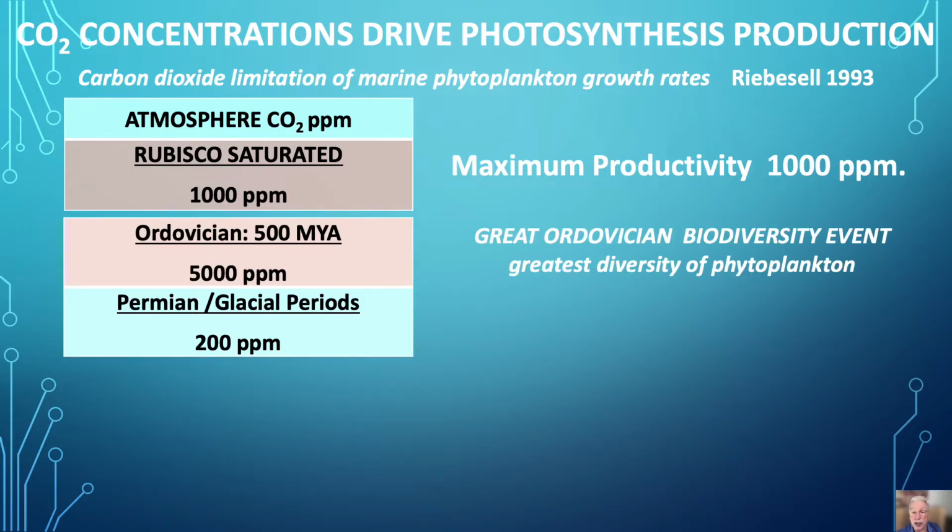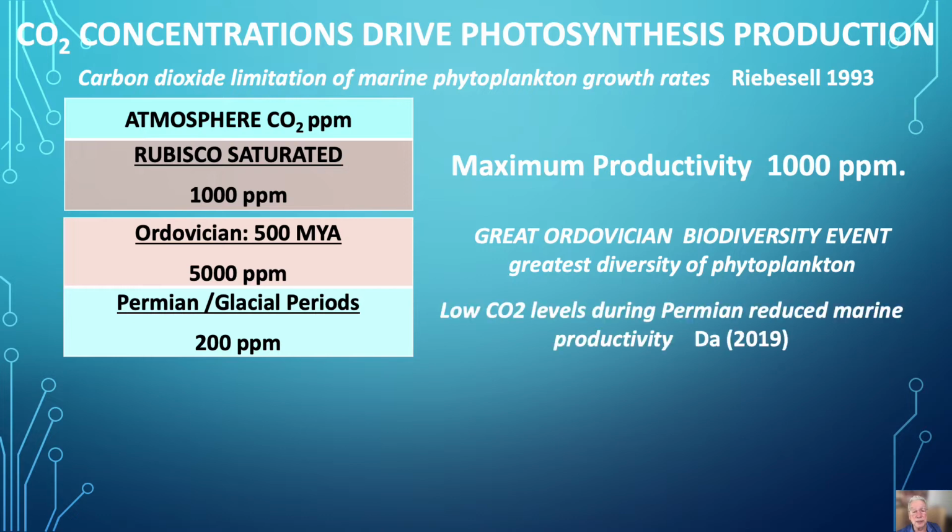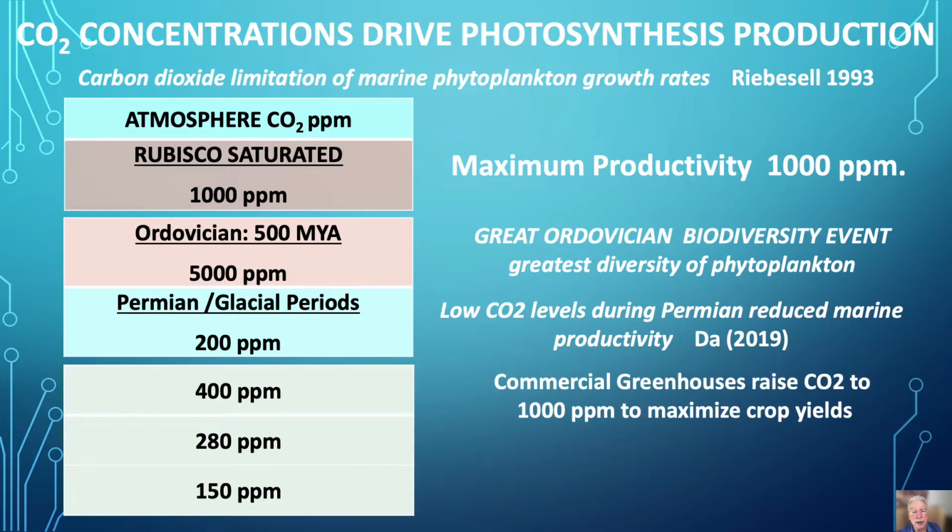During the Ordovician, with CO2 concentrations 5 times greater than the saturation level, newly evolving photosynthesizing species were not limited by competition for carbon dioxide. Thus, the greatest phytoplankton diversity developed then. By the Permian, carbon dioxide concentrations fell to a stressfully low 200 parts per million, and very few new species appeared. Our current atmospheric concentrations are only 40% of the optimum.